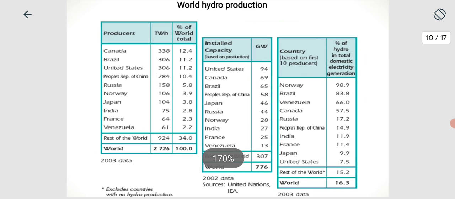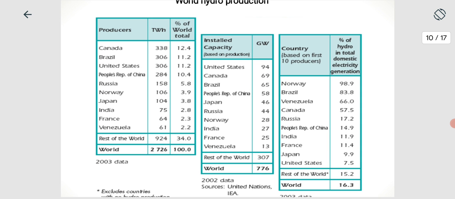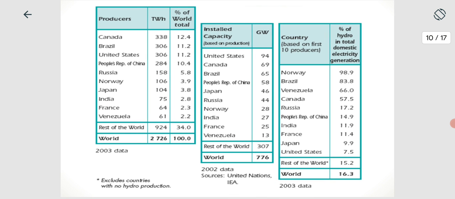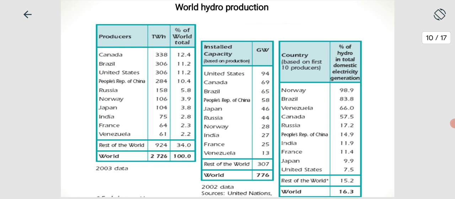Now, world hydropower production. These are the hydropower producers worldwide, the different producer countries with 2003 data. These are the 2002 figures and these are the 2003 figures. Canada generates 338 terawatt hours, so the percentage of the world total is 12.4%.